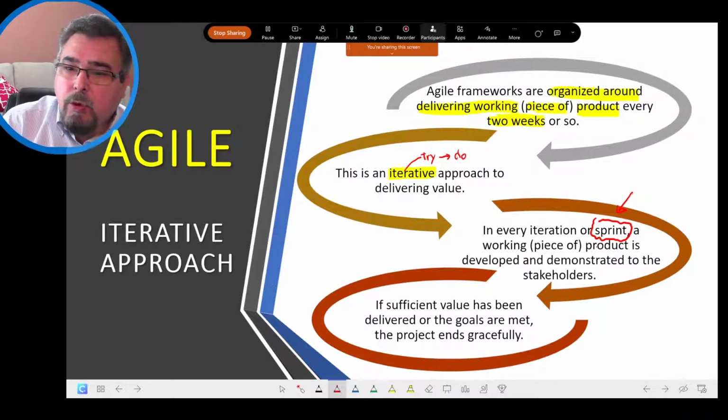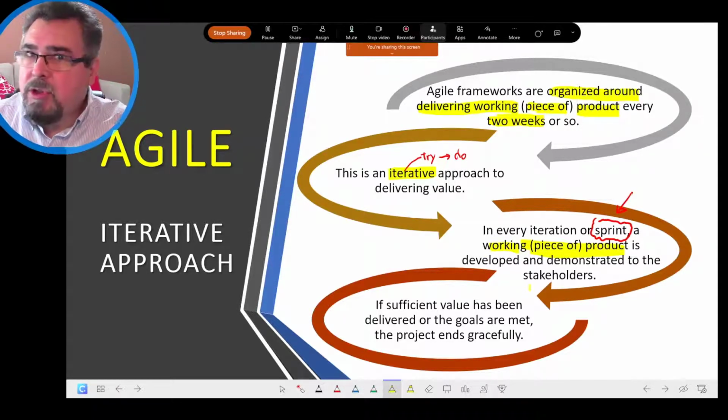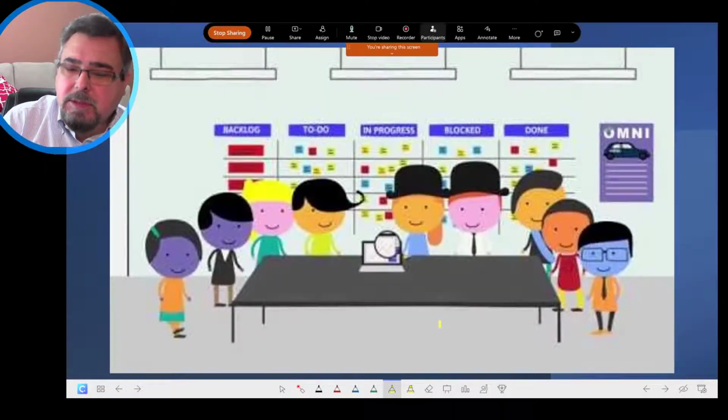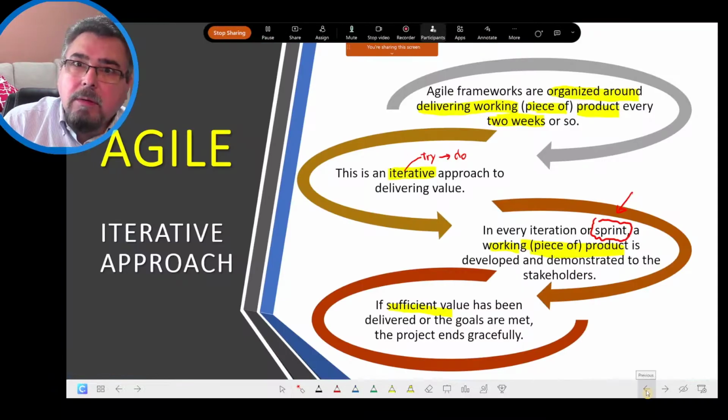Okay, so we do that, you show that working piece of product to the stakeholders, clients, users, the team. If the client says that he likes that, you can go for the second sprint and third sprint until the goals are met and the project ends.